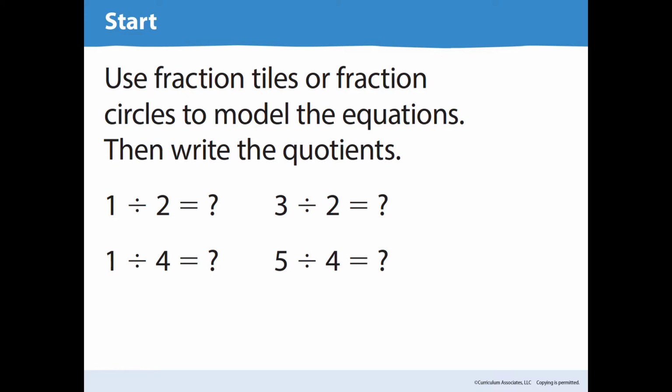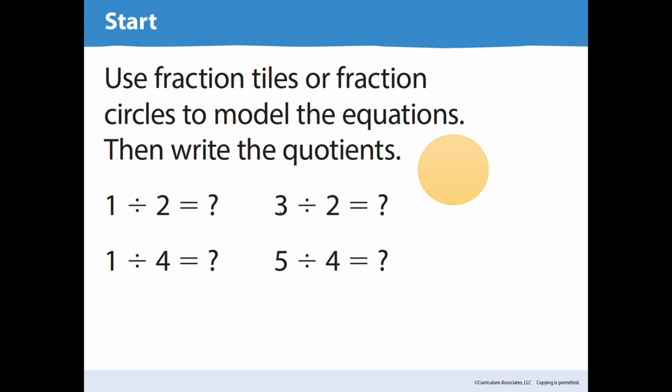The first one is 1 divided by 2. So I'm going to use the fraction circles. There's one fraction circle, and I'm going to divide it into 2 parts, and then shade one of those parts. And the part that I've shaded is 1/2. 1 divided by 2 equals 1/2. The next one is 1 divided by 4. Here's my one fraction circle. I'm going to divide that fraction circle into 4 parts and shade one of those parts. So 1 divided by 4 equals 1/4.